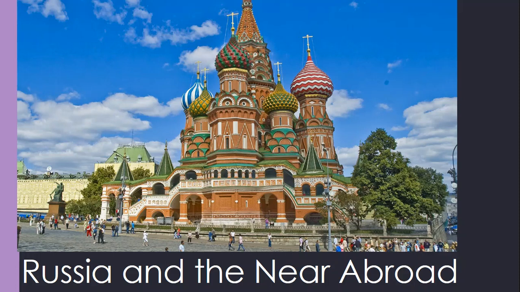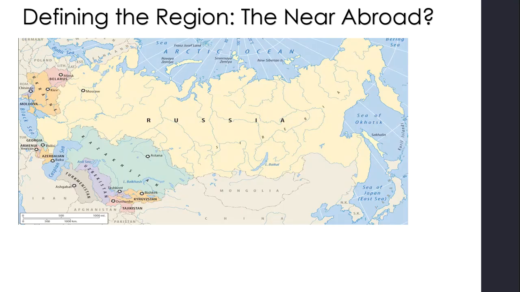Hi everyone, welcome to Chapter 5, which is all about Russia and the near abroad. So this is the second region we're going to cover in this class. Right now we're looking at St. Basil's Cathedral in Moscow, which is on the Red Square.